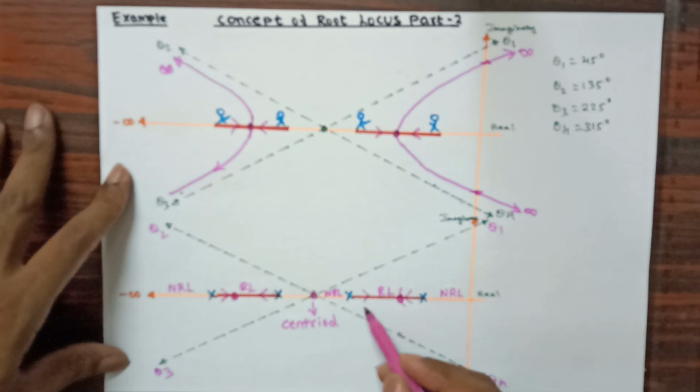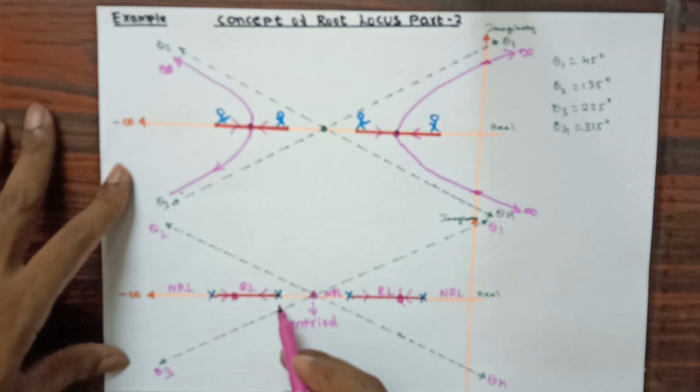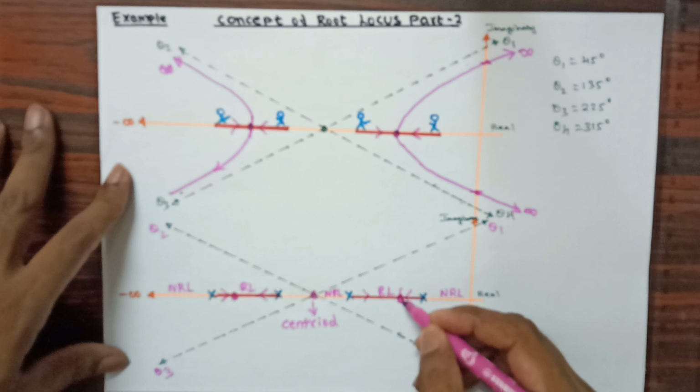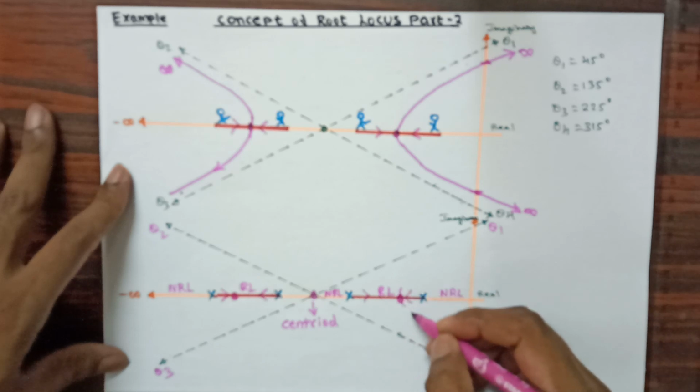Now for these two poles we need to observe the near angles, that is for these two poles the near angles are these two, and for these two poles the near angles are these two. So as they meet at this common point, that is at the breakaway point, once they come out at this point, one will come in the upward direction, the other pole will come in the downward direction.